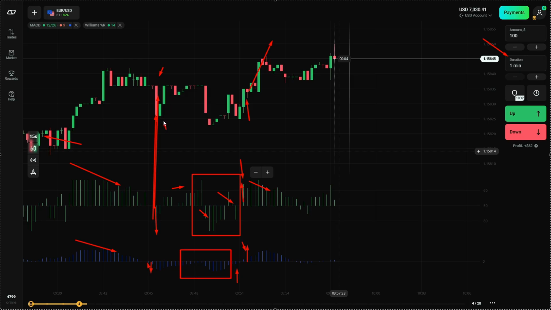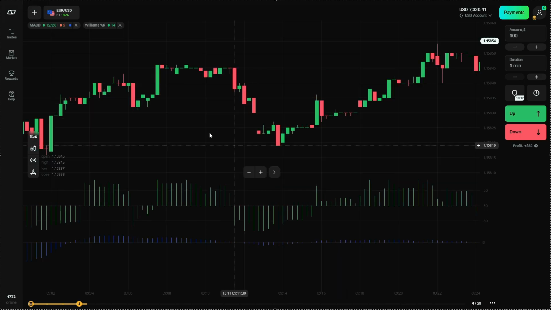They were going up, then started going down, as we see. The same thing with the MACD. They were going up, then started going down. At this point, we could have entered a sell trade and it would have been profitable right away because there was a big drop, as we see.